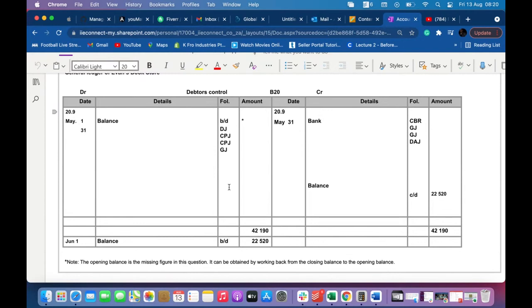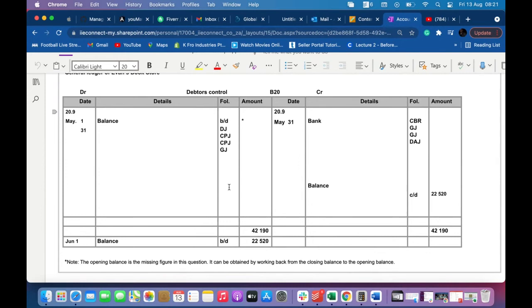Then it says information. You are provided with an incomplete debtors control for the month of May in your answer book. You are also provided with a debtors list with the balances owing by the different debtors on 31 May. The following errors or omissions were noted. Total of the debtors journal was overcast by 160.